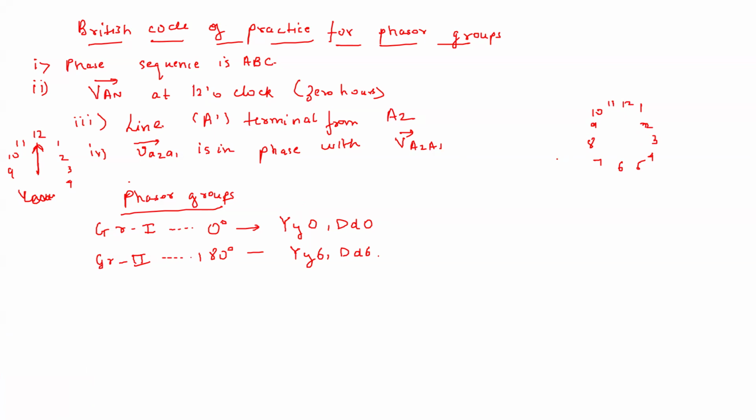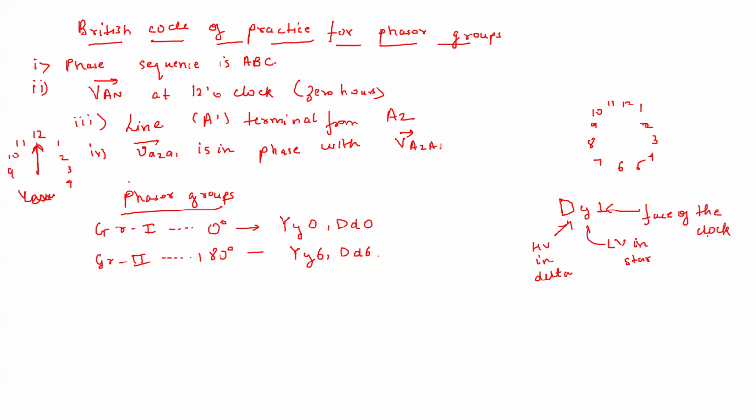Now suppose I want to say Dy1. Let me give you an example. Suppose I am writing the phasor group as Dy1. What does this mean? This means the HV, the high voltage side, because this is capital and the first letter, is connected in delta, and the LV side is in star, which is in small letter, you can see. And then this is the phase of the clock. Now, what does this phase of the clock mean?